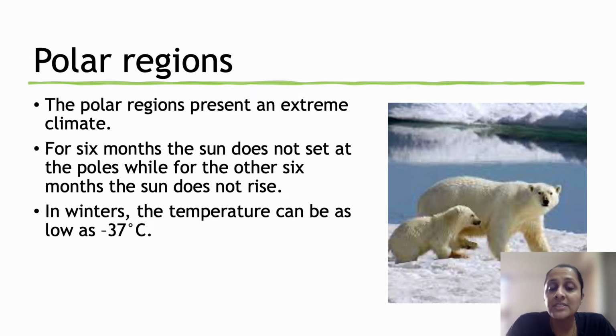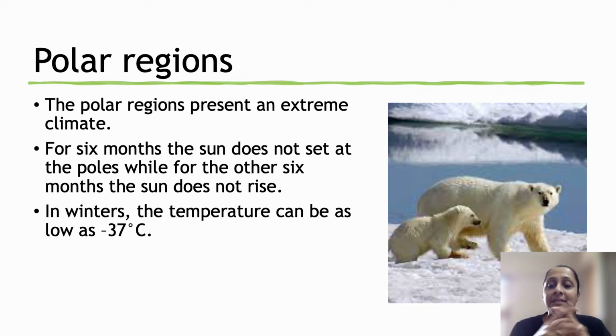The temperatures can be as low as minus 37. Zero is the freezing temperature of water, and imagine minus 37 degrees is going to be very, very cold. For 6 months, the sun doesn't even set at the poles, while for the other 6 months, the sun doesn't rise. So it's 6 months of day and 6 months of night at a stretch.